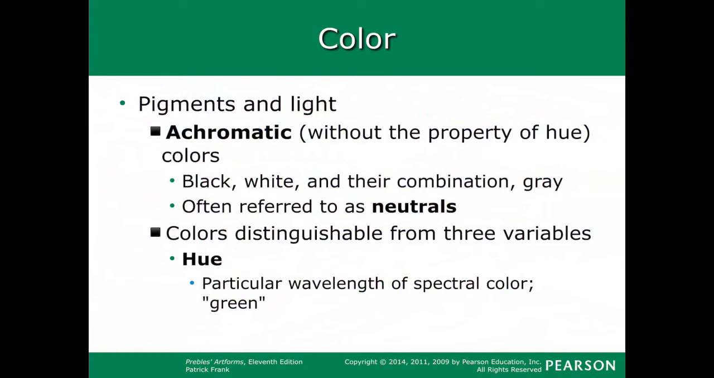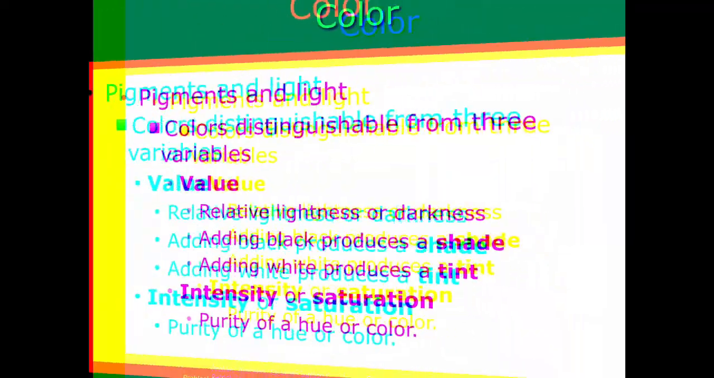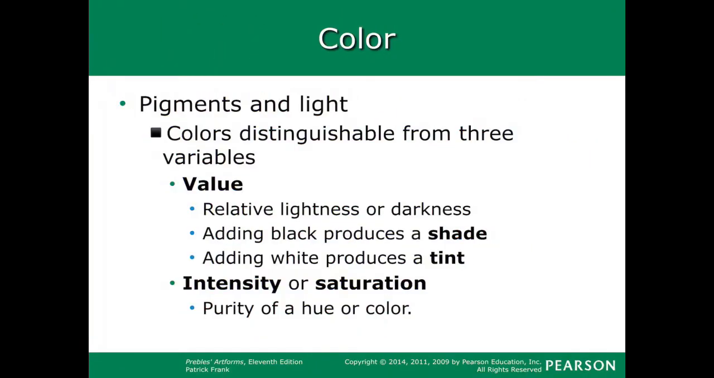Color is distinguishable from three variables. The hue is affected by the particular wavelength of spectral color, such as green. When it comes to these distinguishable variables, we're also thinking about value, which is relative to lightness or darkness. Whenever you add black to a color, it becomes a shade. If you add white to it, it becomes a tint.